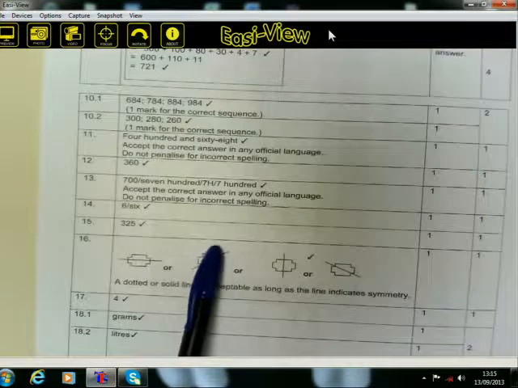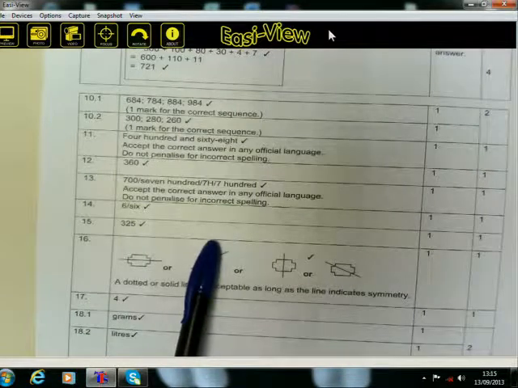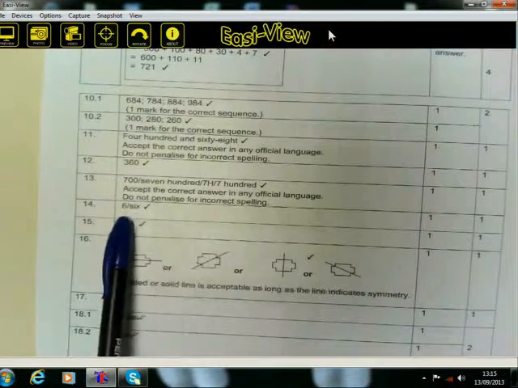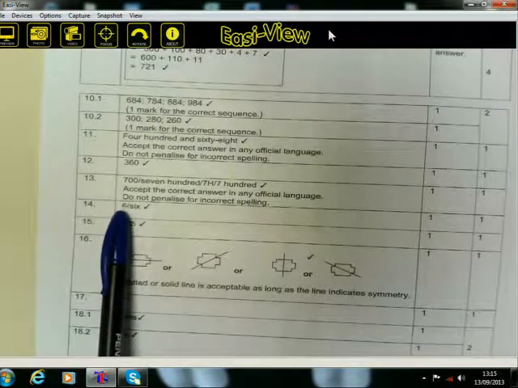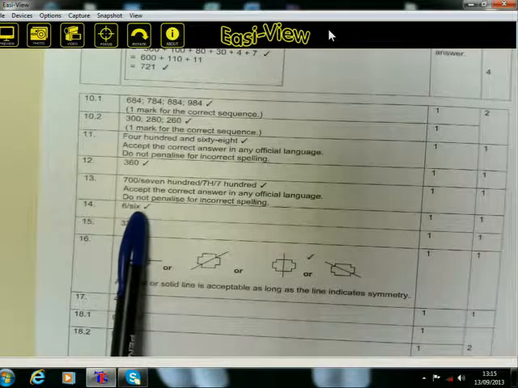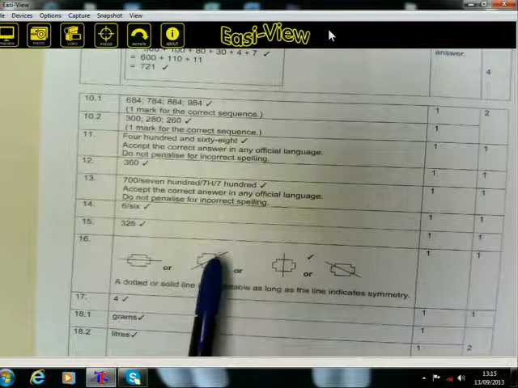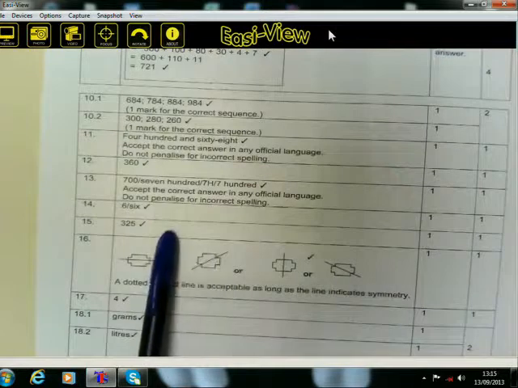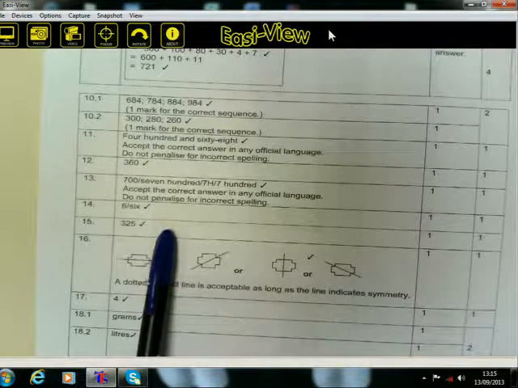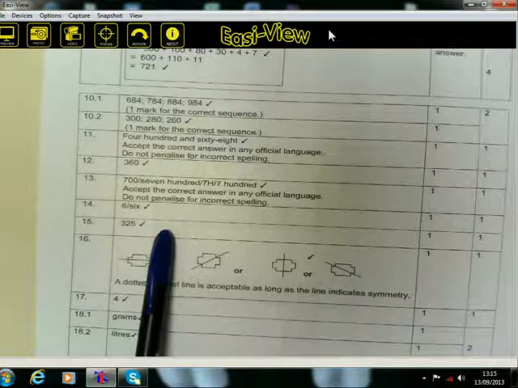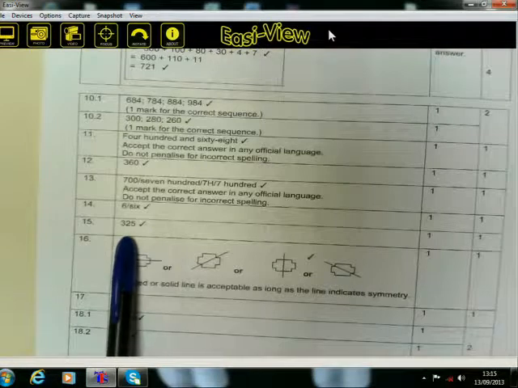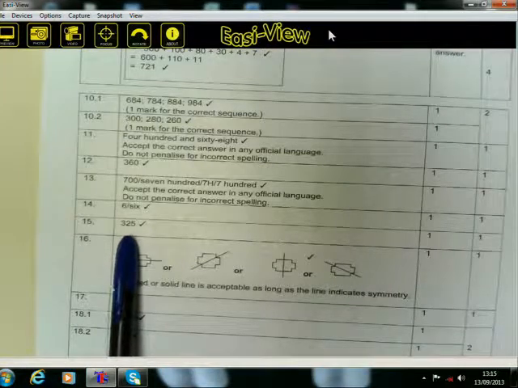Question 14, it's complete. Then the learner can write 6, the number 6, or he can write it out, the number name 6, for 1 mark. Question 15, write the next number into the number sequence below. So it's 125, 175, 225, 275, and 325.